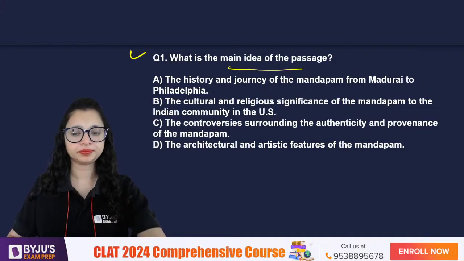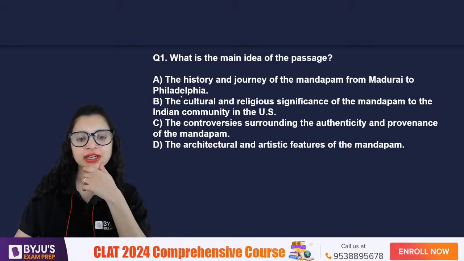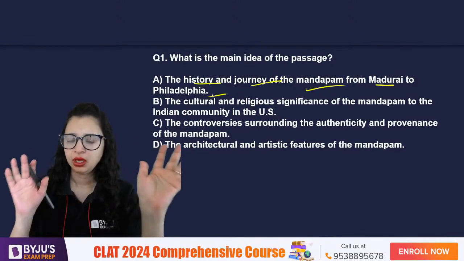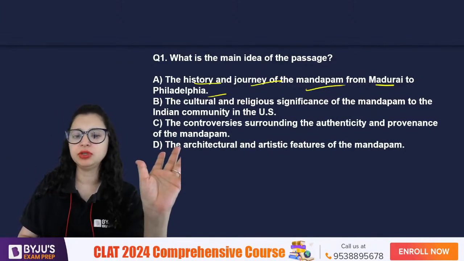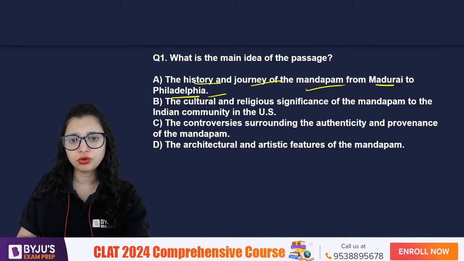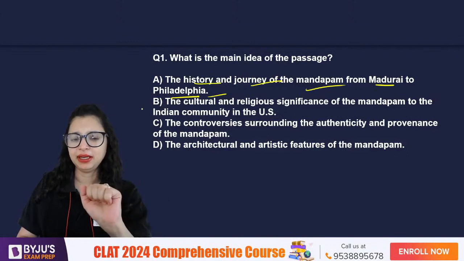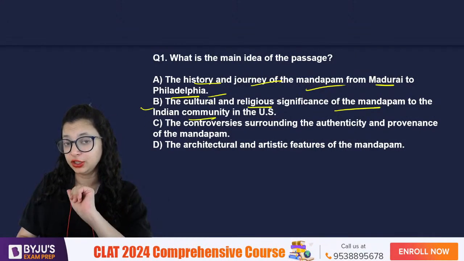Okay, B, see, let's check out each option. Option A says the history and journey of the mandapam from Madurai to Philadelphia. The passage talks about these mandapams, these pillars that are there in the Philadelphia Museum. But they don't belong to Philadelphia, right? They don't belong there. Then what is it about? Let's keep that pending. B says the cultural and religious significance of the mandapam to the Indian community in the US.